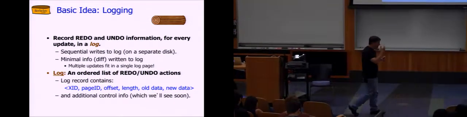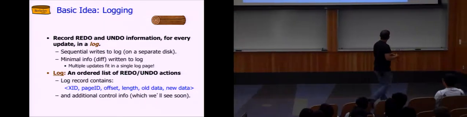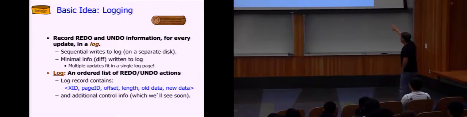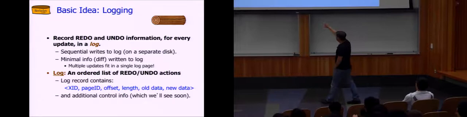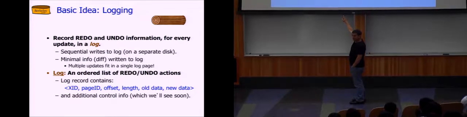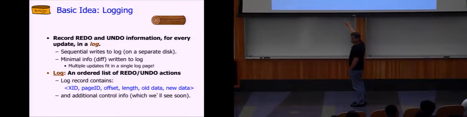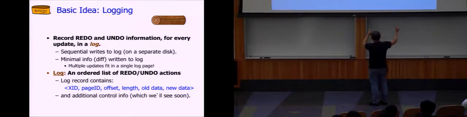Okay, what is the log? Well, it's going to be a list, in essence. It's an ordered data structure of redo and undo actions. The simplest way to think about the log records, there's going to be some extras, but the basic log record has the following information. It has a transaction ID: which transaction generated this log record? It has a page ID: what physical database page is this log record referring to? It has an offset on that page: where from the beginning of the page is the change? The length of the change: what's the extent of bytes that got changed? And then the old and new data for that change.